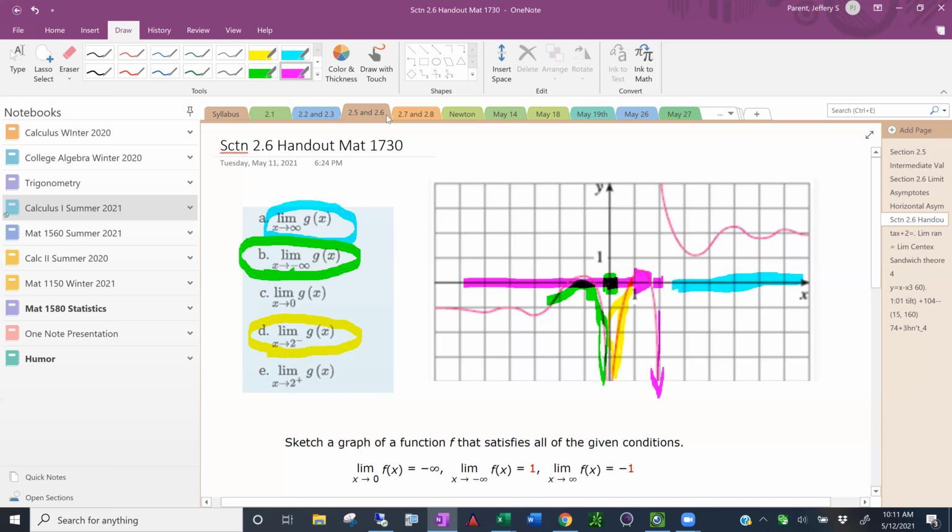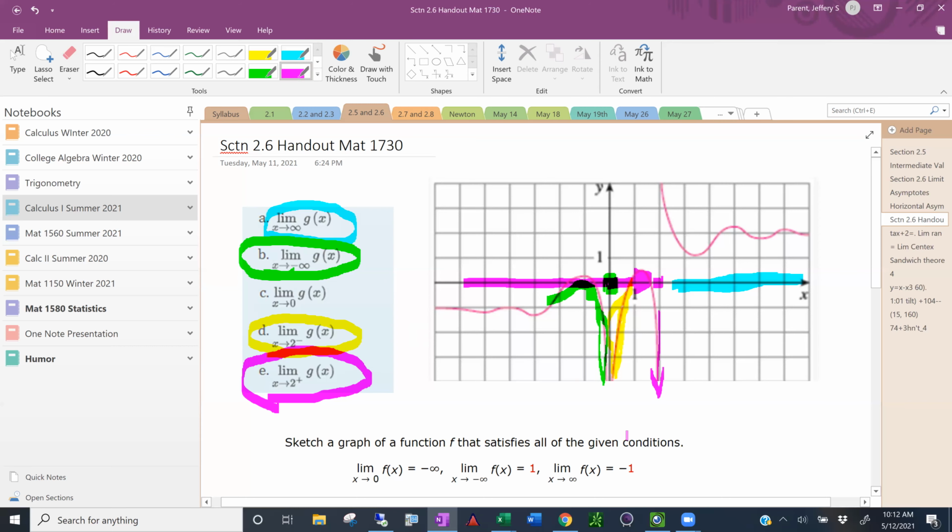And then they flip things around in the next problem. Now they ask for the limit as x approaches 2 from the positive side. So that's part E, the limit as x approaches 2 from the right of g of x. What's that limit as you're approaching from the right? Positive infinity. Yeah, that one's positive infinity.